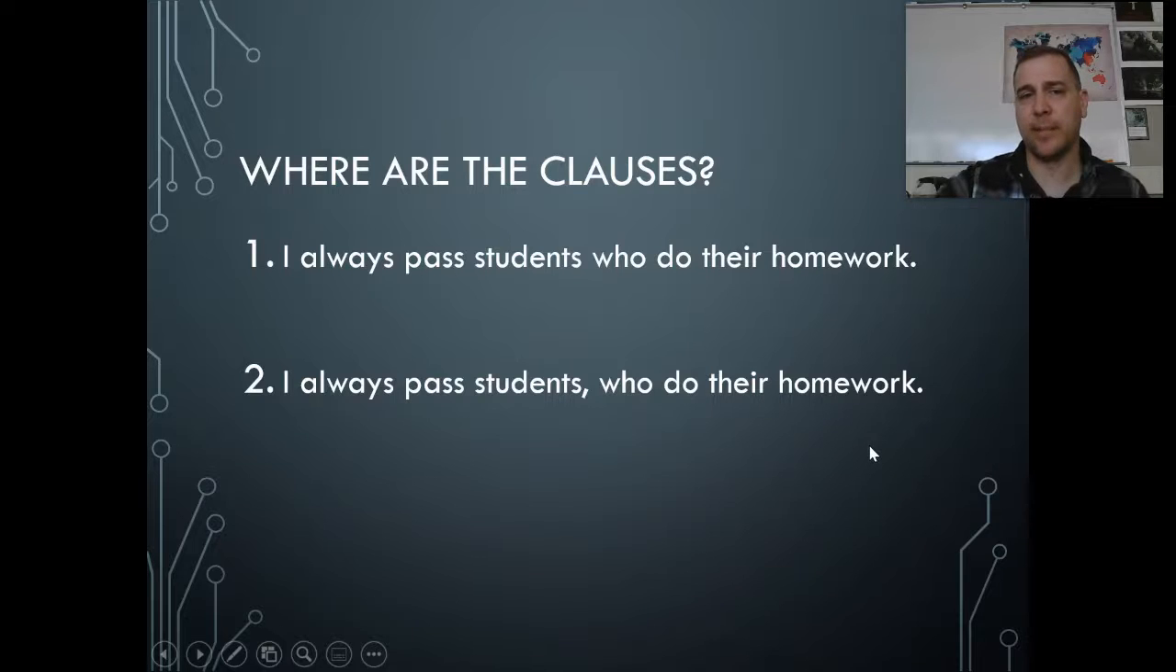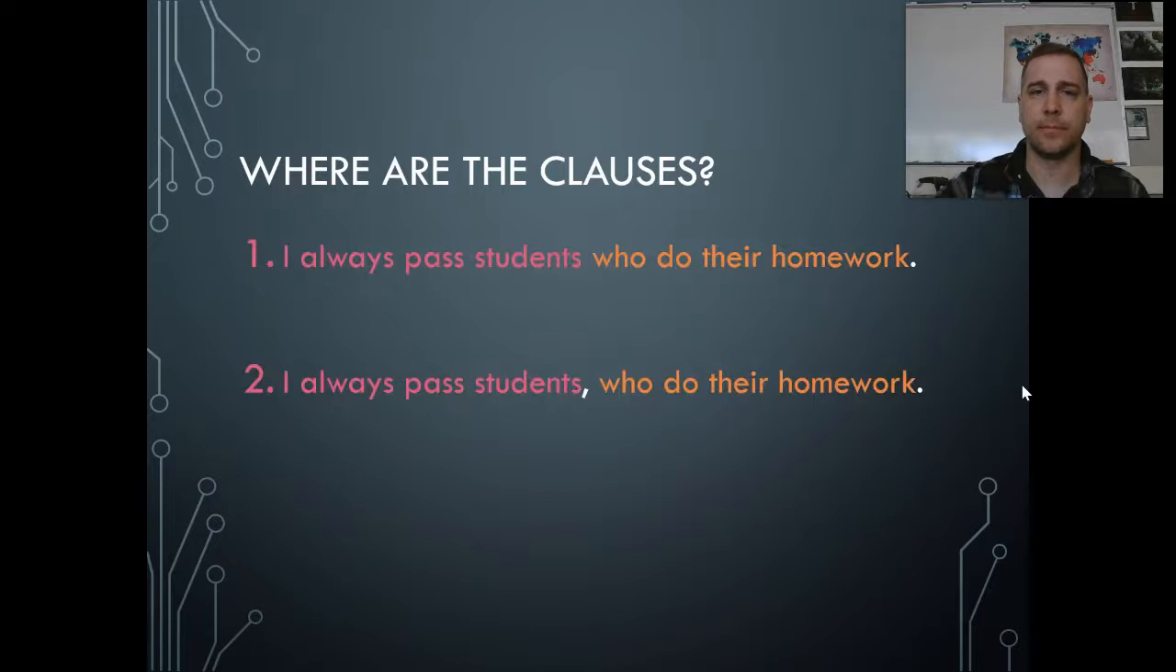And so let's try this one more time. I always pass students who do their homework. Where is the independent and dependent clause? Can you identify them? So you can see this pink color is the independent clause. I always pass students. That would work on its own. It doesn't need the dependent clause. Who do their homework? That has a subject, it's who. Do is the predicate, but it doesn't make a complete thought. It needs its independent clause.